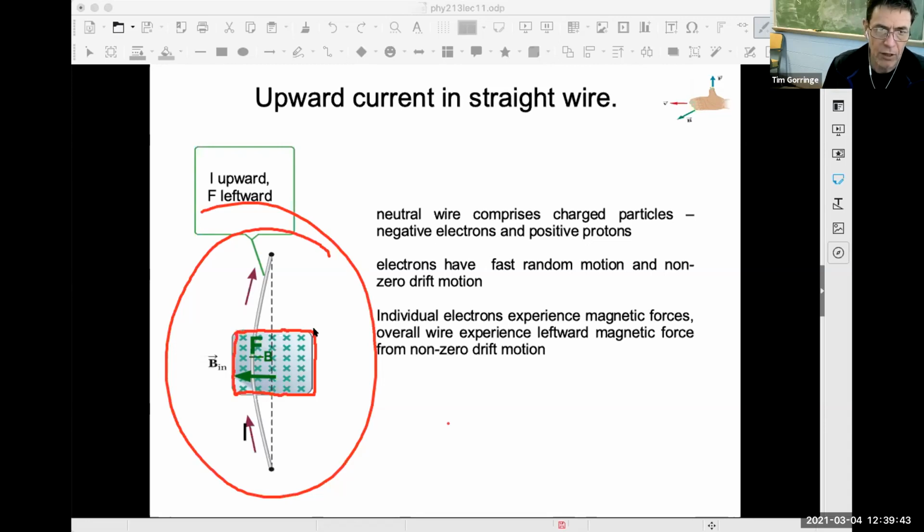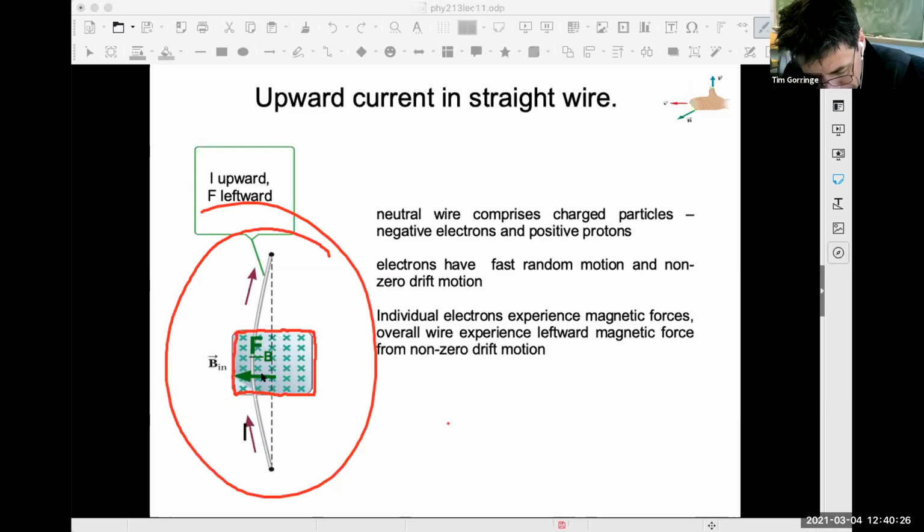Now, those electrons and protons moving in that magnetic field experience individual magnetic forces. The magnetic forces that they experience due to their random motion all cancel out when you add up the forces on all the electrons and the protons. But the magnetic forces due to their drift motion, which is all in the same direction along the wire, those don't cancel out. They add up and make a net magnetic force. And so that net magnetic force on the current carrying wire full of moving charged particles deflects the wire.